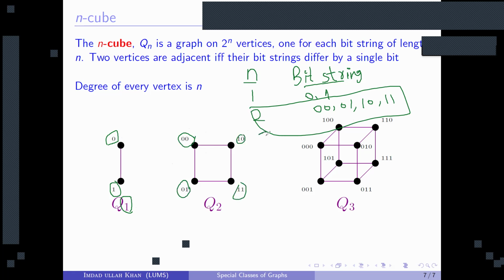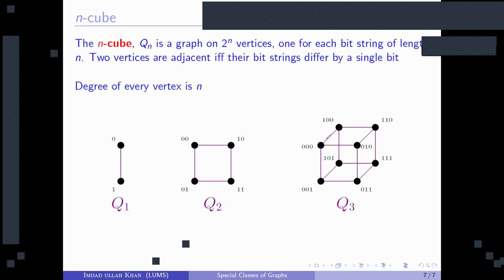What about if the bit string length is 3? How many bit strings can be created of size 3? 8: 000, 001, and so on up to 111, right? So 8 bit strings can be created. What if n is 5? 2 raised to the power 5. So for n bits, 2 raised to the power n different bit strings can be created. The way the graph is constructed is that for every bit string, we create a vertex, and 2 bit strings are connected by an edge if they differ by 1 bit.